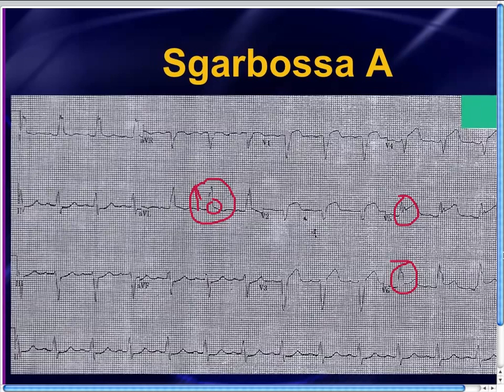And by the way, I didn't mention this before, in order to meet Sgarbossa's criteria, you only need 1 lead. You don't need 2 contiguous leads. You only need 1 lead, and you can call it a STEMI equivalent. So this patient's EKG has actually 3 leads which demonstrate Sgarbossa criteria, AVL, V5, and V6. Concordant ST elevation in the same direction as the QRS.